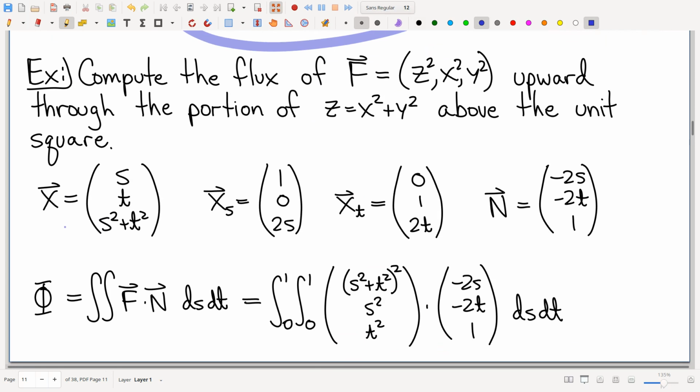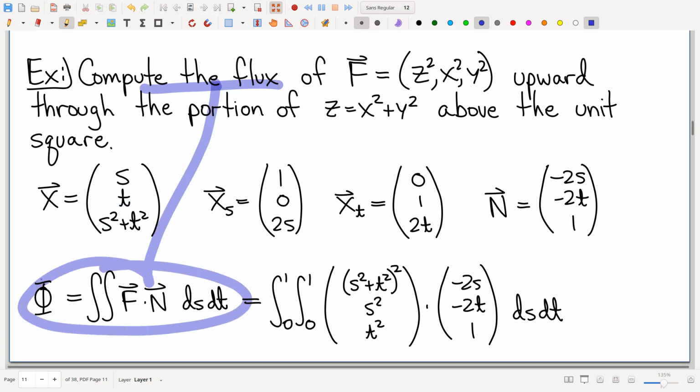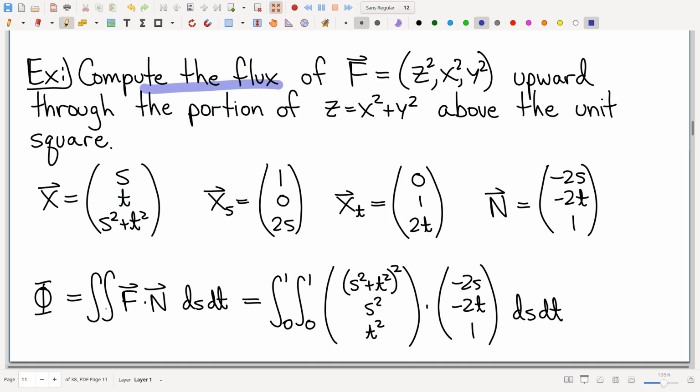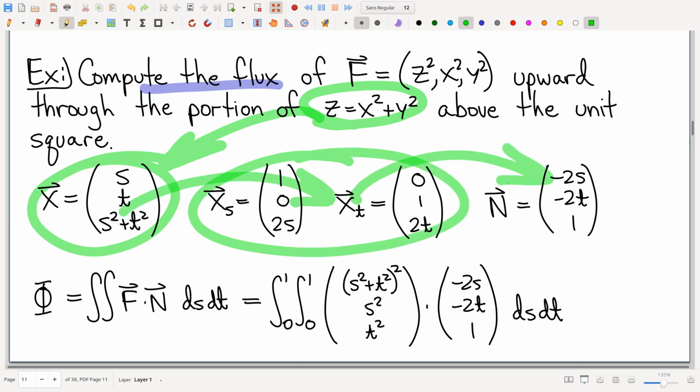Example. Let's see here. So computing a flux. Oh, actually, let me do it like this. Computing a flux, and so we're going to use the formula we just established. For which purpose I am going to have a parameterization. All right, so we're going to have to take our surface, graph parameterization, take the partials, take the cross product to get our capital N.